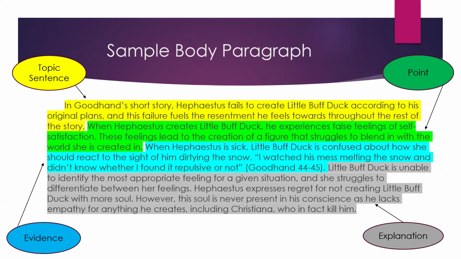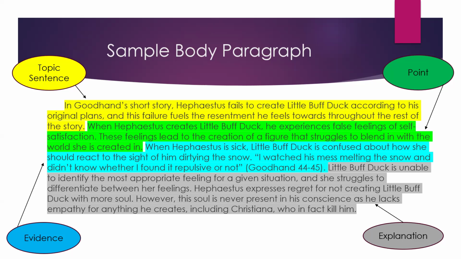this evidence is important and how it is relevant not only to the wider point of the paragraph, but my thesis statement. Little Buff Duck is unable to identify the most appropriate feeling for a given situation, and she struggles to differentiate between her feelings. Hephaestus expresses regret for not creating Little Buff Duck with more soul. However, this soul is never present in his conscience as he lacks empathy for anything he creates, including Christiana, who in fact kills him.